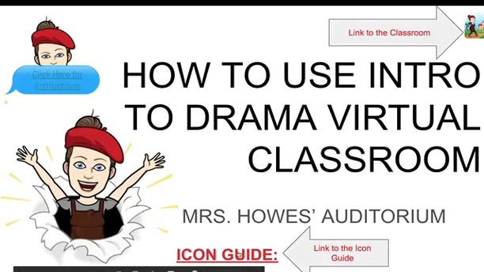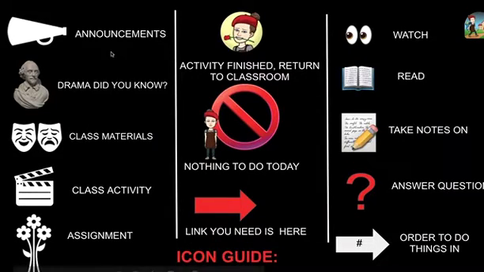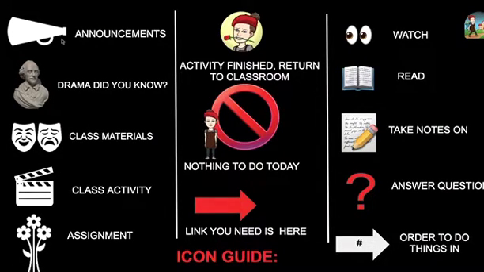Notice my arrow has changed. It lets me know that there's something there to click on. So if you see the symbol of this, you're going to see that this is the announcements. You're going to see a little statue of William Shakespeare. This is my drama, Did You Know? And I'll explain it when I go through the classroom. You'll see 2 faces. This will be your class materials. The clapboard is your class activity, and the flowers is kind of the last thing, the assignment.